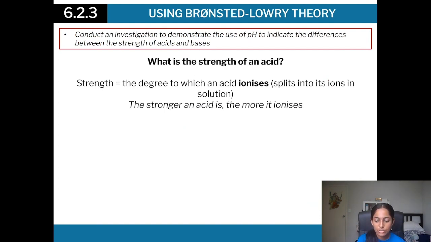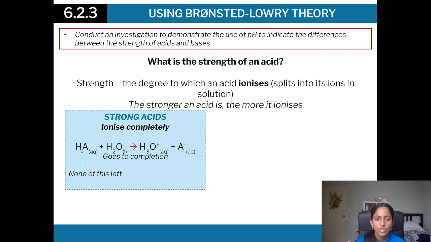You also need to know your strength of acids. In terms of strength, that's pretty much just how much it ionizes. So if it ionizes more, then that means it's a stronger acid. So strong acids ionize completely, which means you don't have an equilibrium. You have a forward arrow.